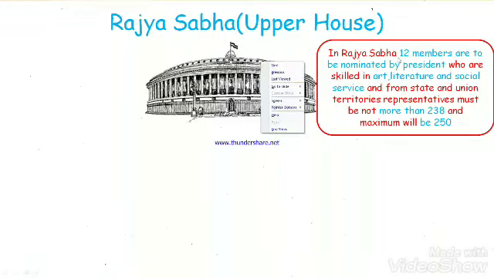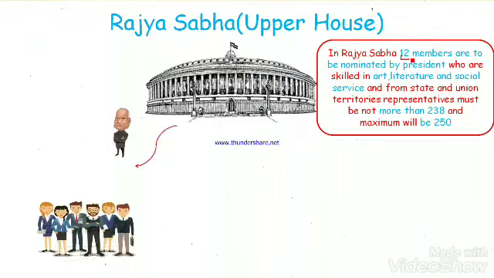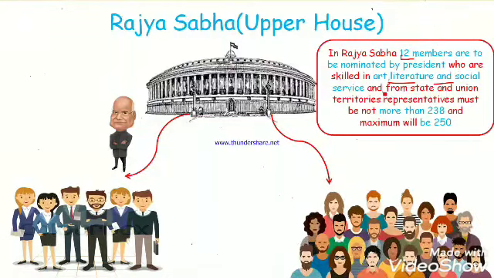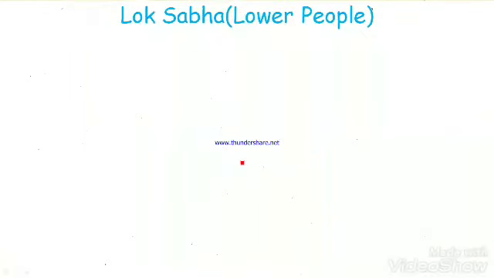Okay, now let's talk about Rajya Sabha. First of all, get to understand that in Rajya Sabha, 12 members are to be nominated by the president who are skilled in art, literature and social service, and representatives from states and union territories must not exceed 238 members, and the maximum strength of Rajya Sabha is 250. Maximum strength will be 250.